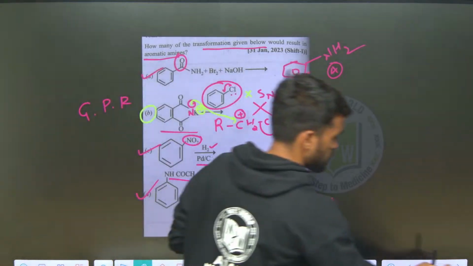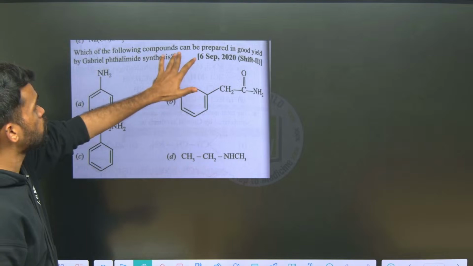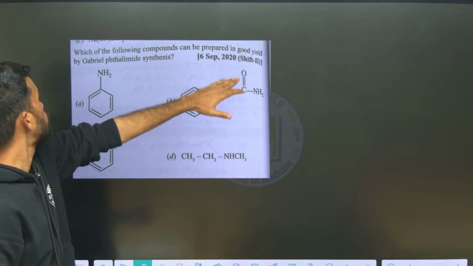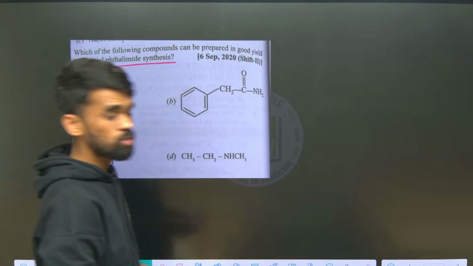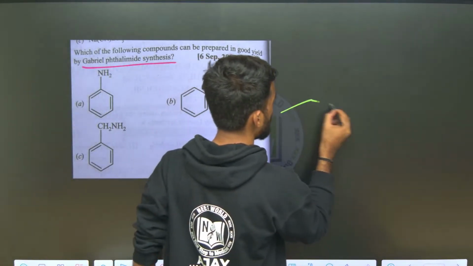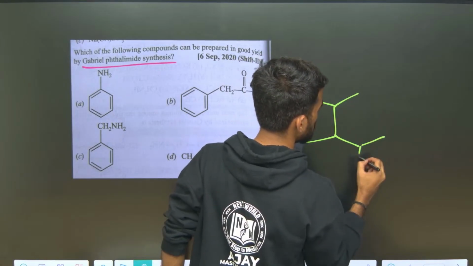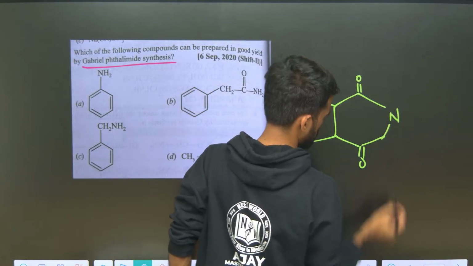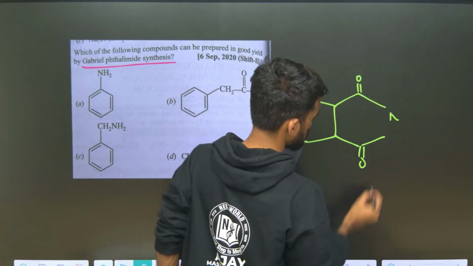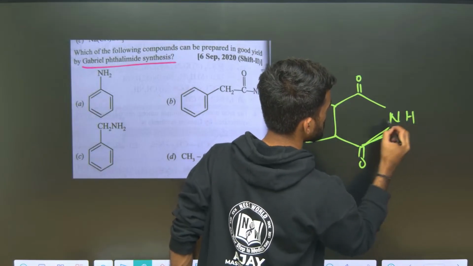Hope this is clear. Now look at this. Which of the following compounds can be prepared in good yield by Gabriel phthalimide synthesis? Just now I told you. So what we have to take is one phthalimide here like this. Phthalimide means like this. So this is the phthalimide.